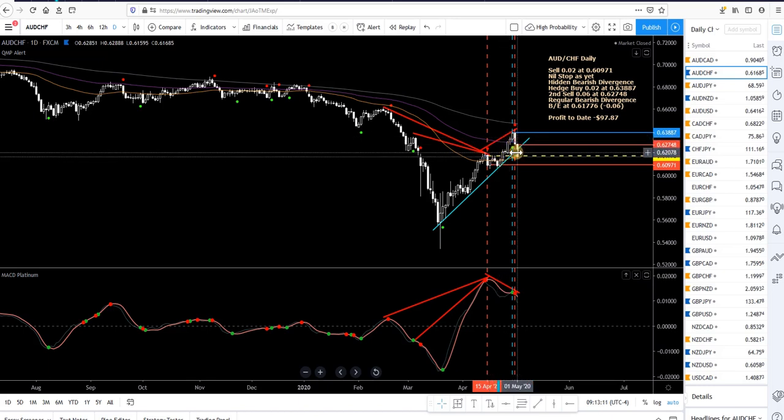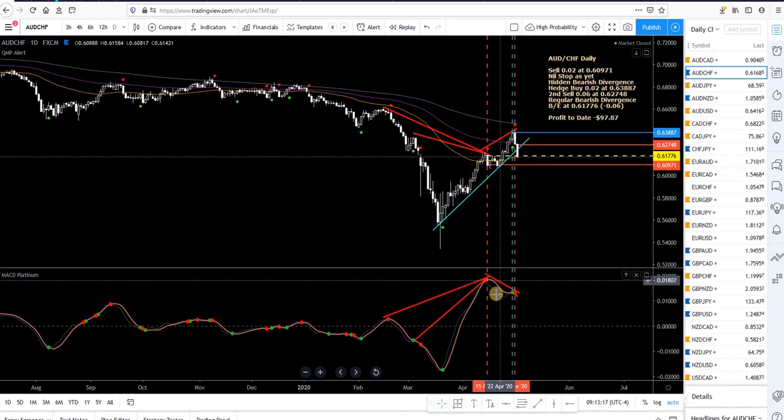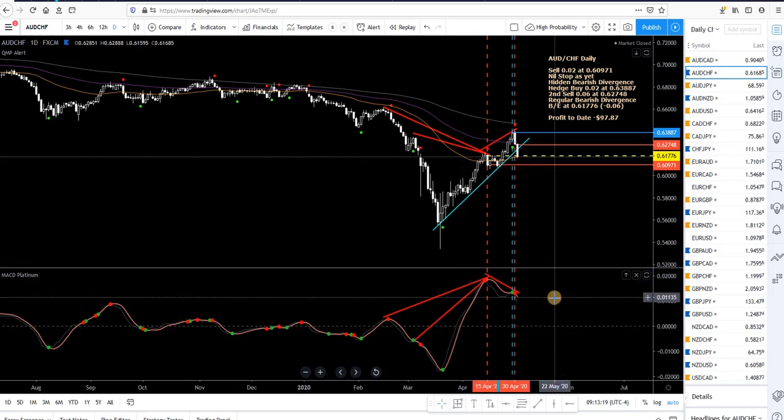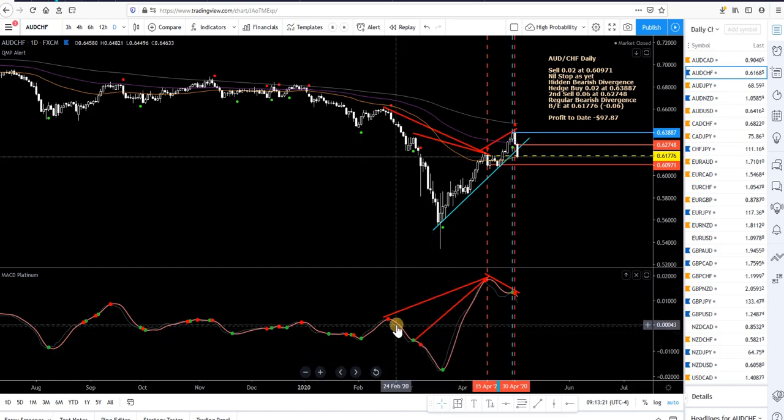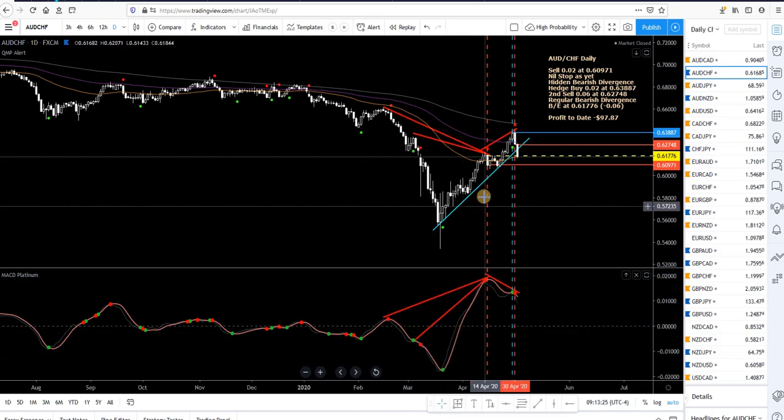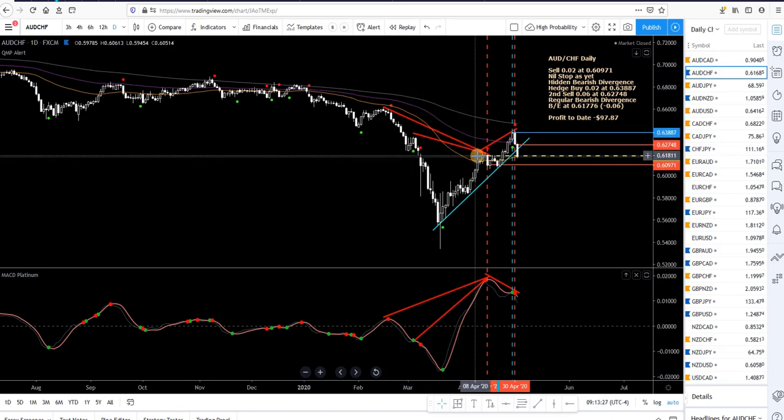I like how this trend line's broken. The MACD Platinum is a zero lag MACD. If it's above the zero level, and that's the zero level there, I'm looking to sell. If it's below the zero level, I'm looking to buy. So it's above and it's still above. Again, we've hit hidden bearish divergence, which I love, followed by regular bearish divergence. So it's a good setup.